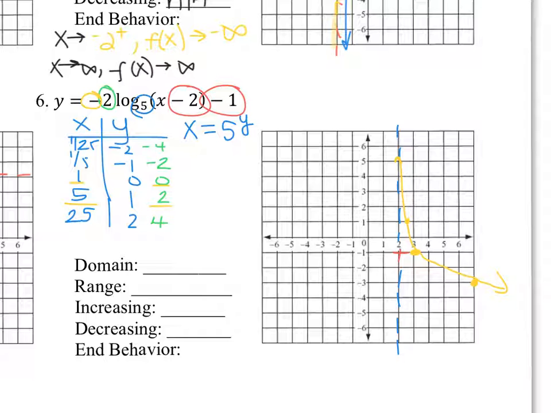So my domain is 2 to infinity. My range is negative infinity to infinity. It's not increasing, which means it's decreasing from 2 to infinity. For my end behavior, x cannot approach negative infinity, instead x is approaching 2. So that means f of x is approaching positive infinity because it's going up. And when x is approaching positive infinity, f of x is approaching negative infinity.